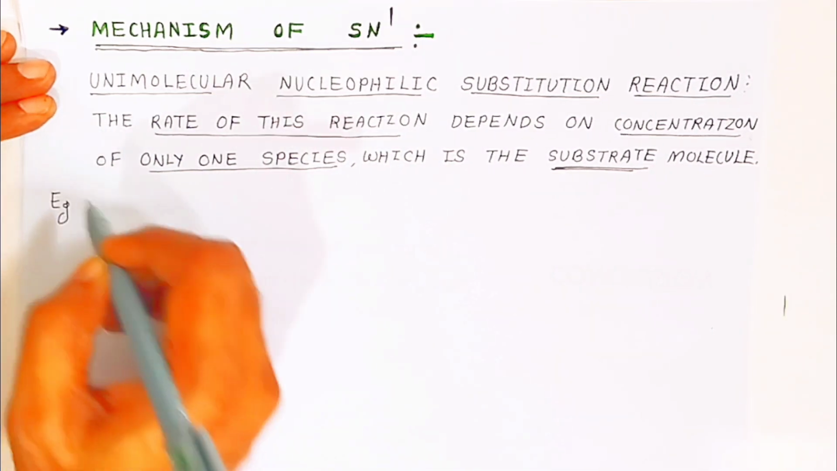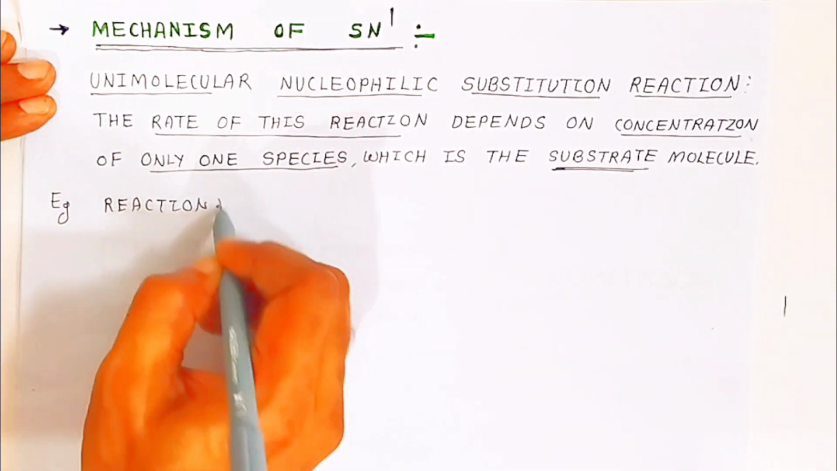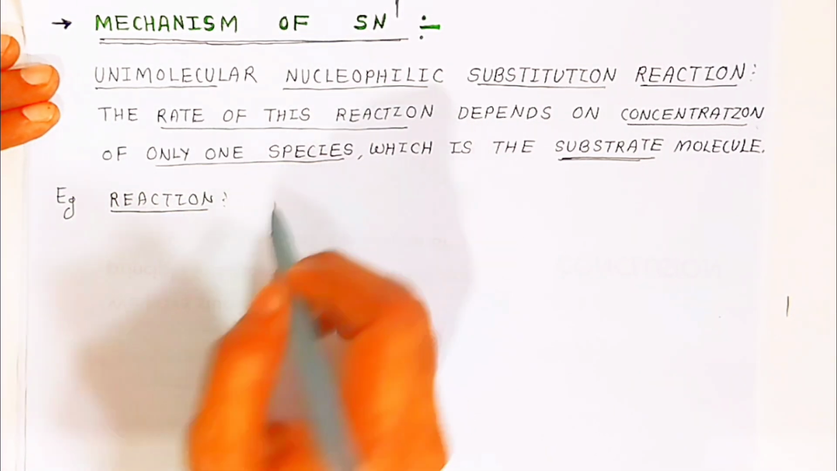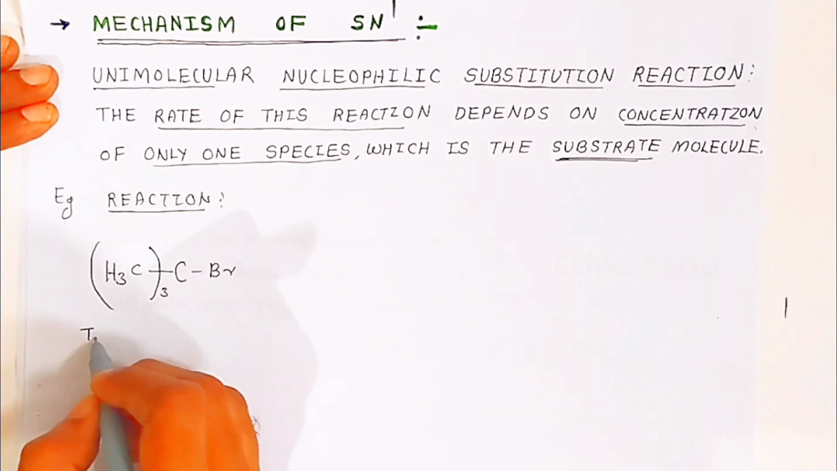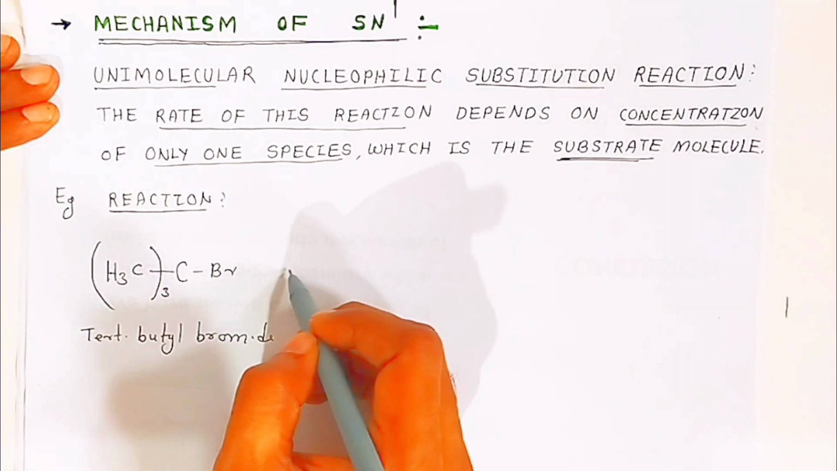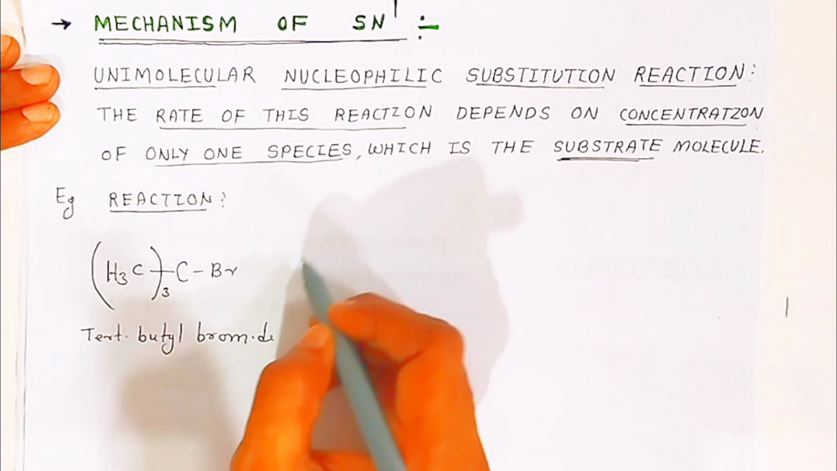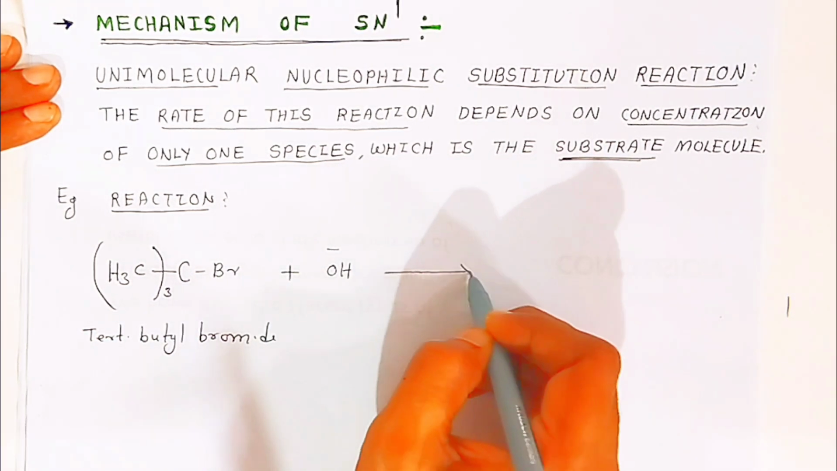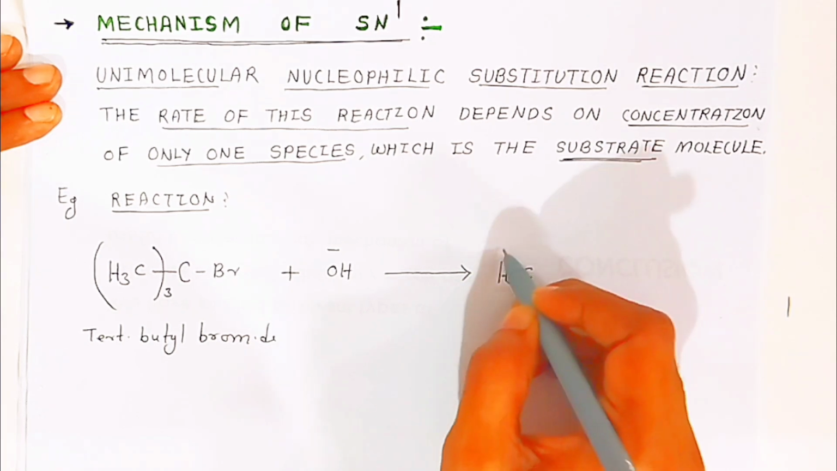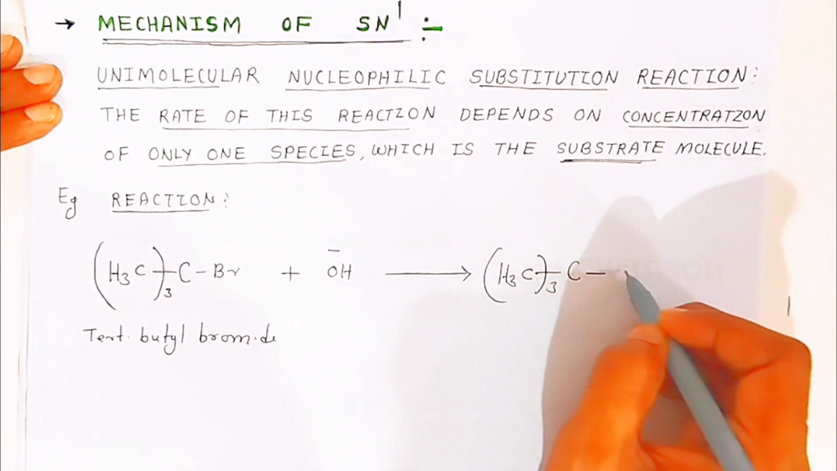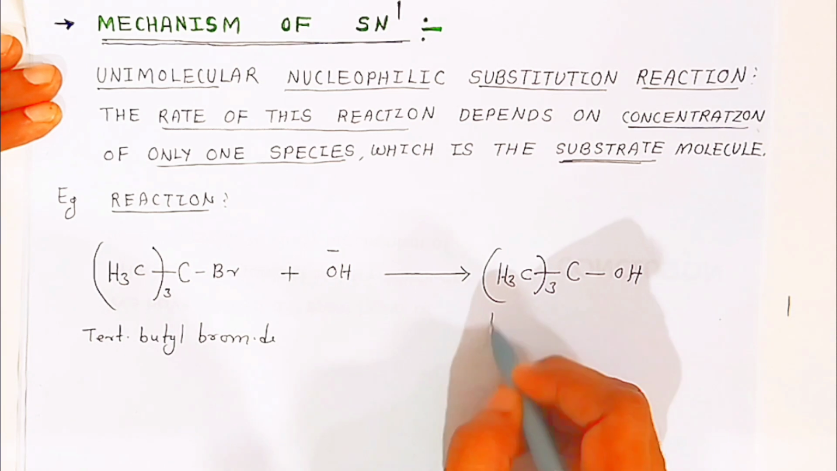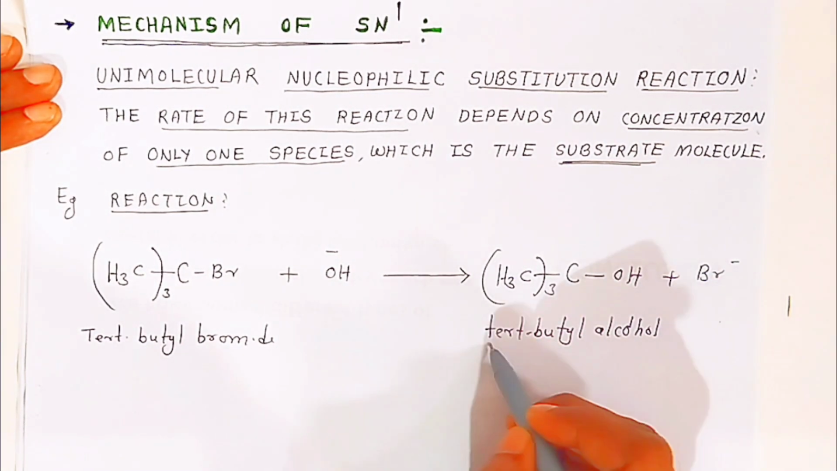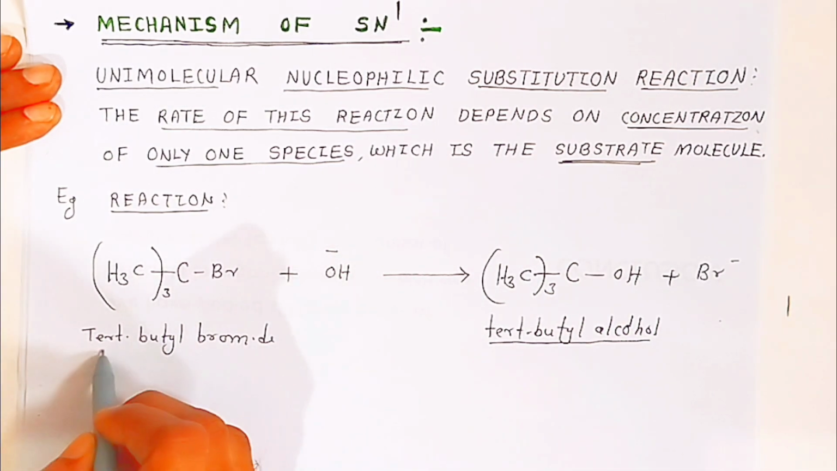Here, students, the example reaction we are going to see. Since tertiary alkyl halides favor the SN1 reaction, we have taken a tertiary alkyl halide, that is tertiary butyl bromide. Now what happens, students, when this tertiary butyl bromide reacts with aqueous OH minus, it will form tertiary butyl alcohol, (CH3)3C-OH. There is a formation of alcohol, students, tertiary butyl alcohol, and a bromide ion will be released. So there is a formation of tertiary butyl alcohol from tertiary butyl bromide.